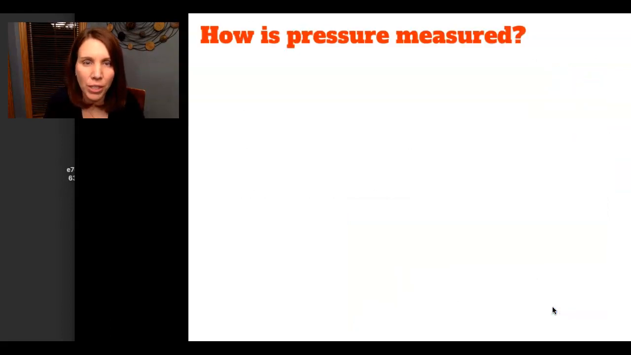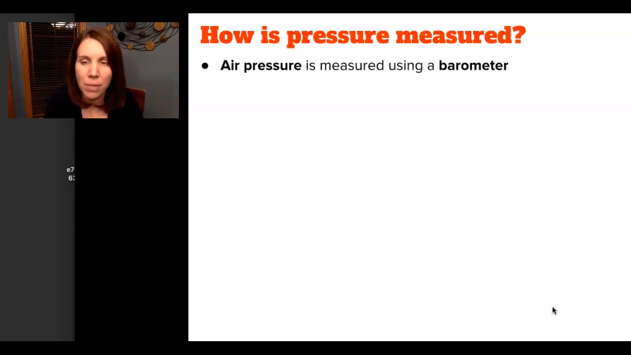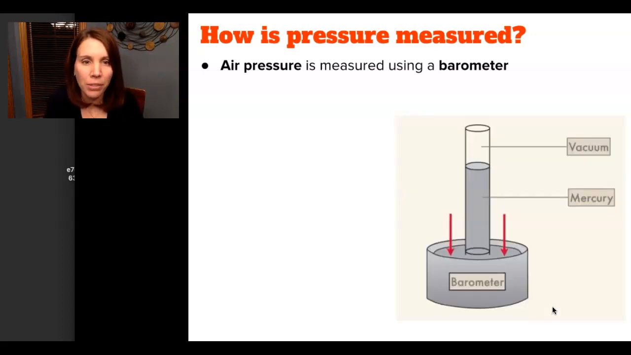So how do we know this? How do we know that there are 14.7 pounds of force being pushed down on us by the atmosphere? How do we know how much pressure is being exerted by the air? Air pressure is measured using a device called a barometer. A barometer looks like this. We no longer use mercury barometers because we found out that mercury is toxic. But a mercury barometer has this pan of mercury. Mercury is a liquid metal at room temperature, the only metal that is liquid at room temperature.